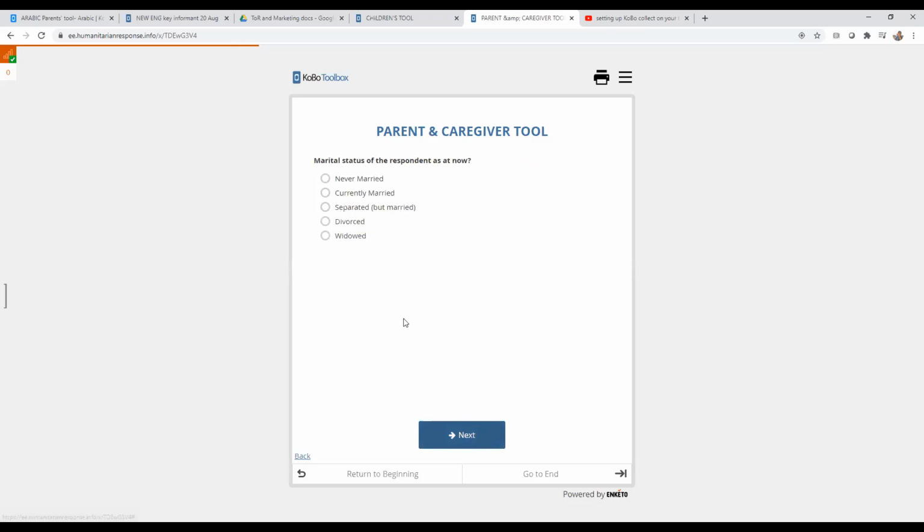The marital status: never married, currently married, separated but married, divorced or widowed. So it could be that somebody is married, but the husband or the wife is far away. Then you fill in this option. And I remember maybe Linda talked about this question. Like if we meet a woman or a man who are married for a very long time, currently married is not the good option.